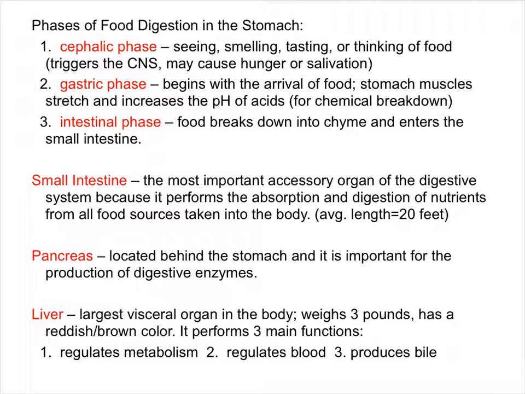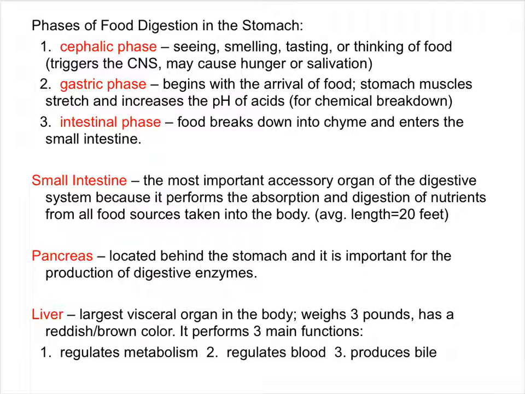That begins when the food actually arrives in the stomach and the stomach muscles stretch, which causes the pH to lower, increasing the acid production in the stomach for chemical digestion. And the third phase is the intestinal phase. That's where the food breaks down into chyme, which is a paste-like material, and enters the small intestine.